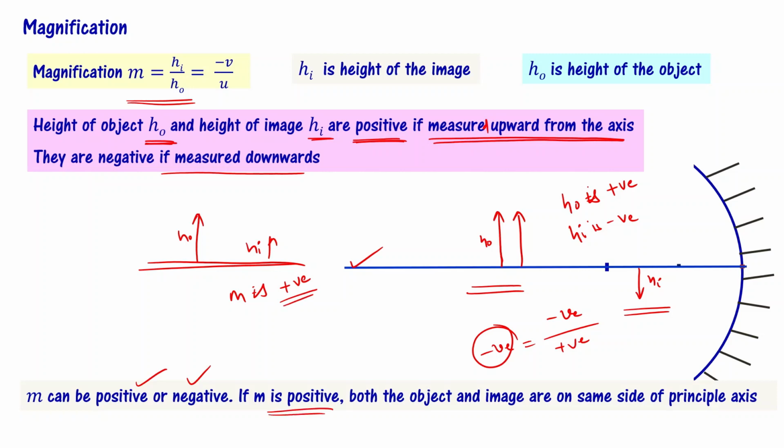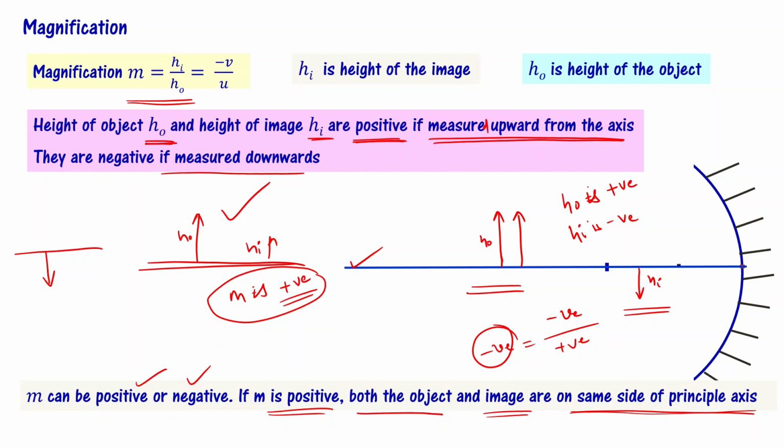If m is positive, please note this, both the object and image are on the same side of the principal axis. Here both are on the same side of the principal axis, that's why m is positive. Otherwise there can be some cases where both of them are on the downward side of the principal axis. And this is also negative, this is also negative. So m is positive, right? Negative divided by negative is positive, right? That's why m is positive. m can be positive or negative.